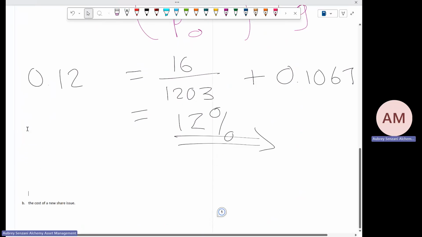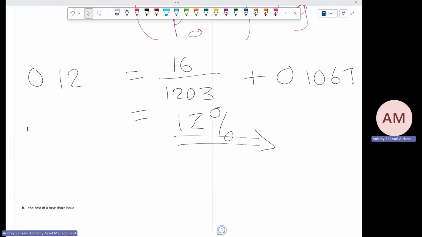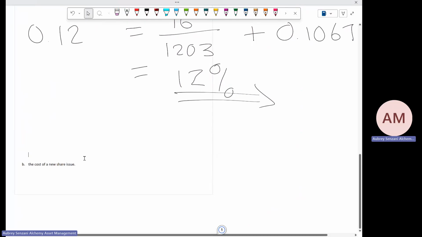Right. So the final thing that they want us to then calculate there in question 1.3 is the cost of a new share issue. Remember we said we can finance equity through preference shares, okay, because they fall under equity. We can finance through a new share issue, or obviously you've got your ordinary shares, okay, which is what we've just done now. Okay, so let's see.